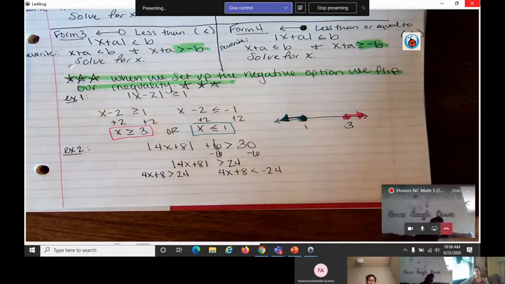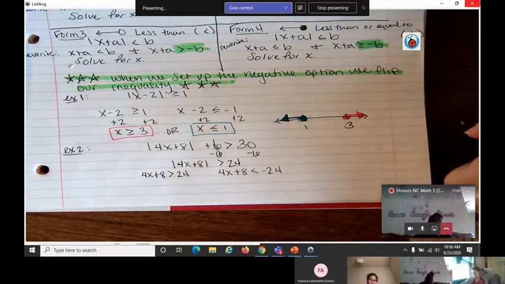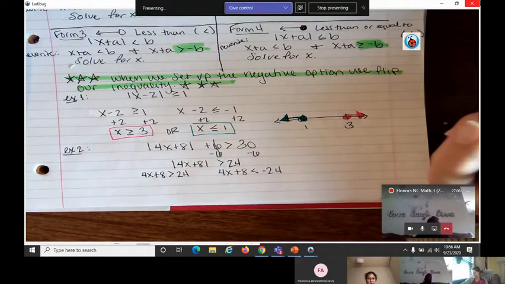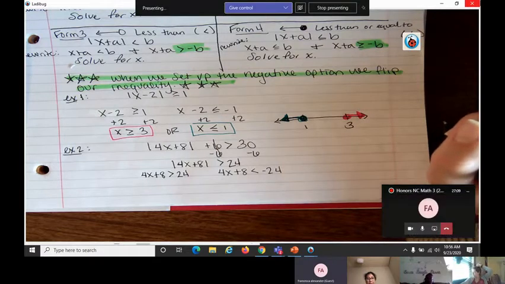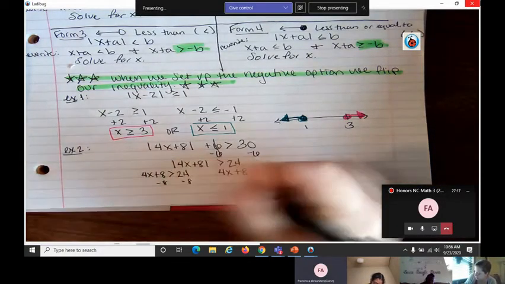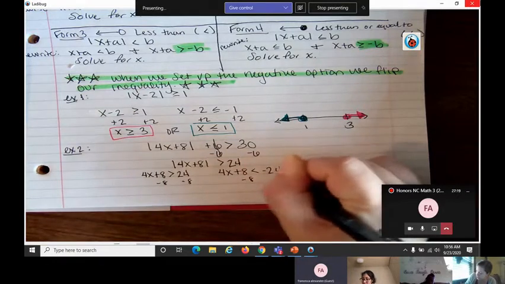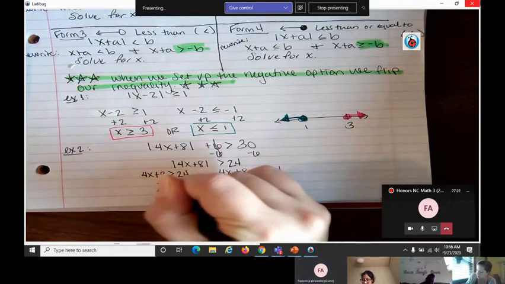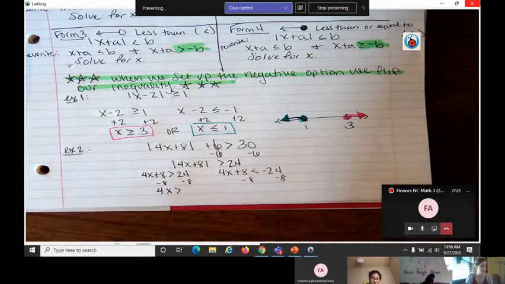And then Francesca, can you help me solve each of these? You subtract 8. Okay, so I should get 4x is greater than, what's 24 minus 8?